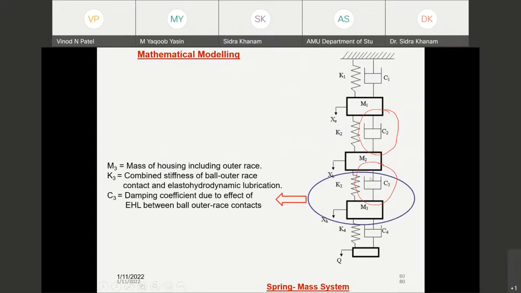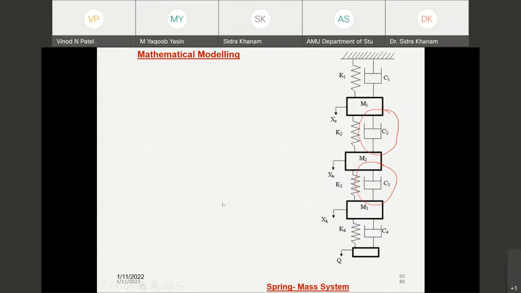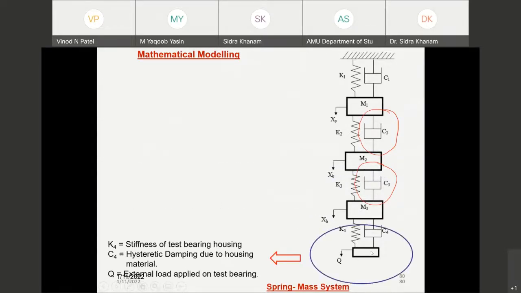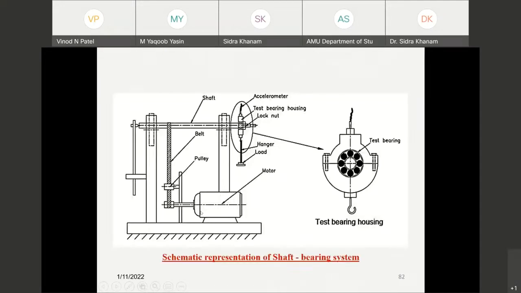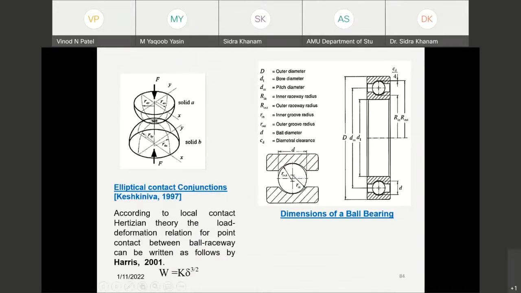Here this is for the mass of housing and outer race, and the combined effect of stiffness of ball and outer race, damping coefficient, and this is the housing effect. So here I am showing you this was a different case. Here the bearing was kept over here. The same kind of thing is shown here, but the additional thing was that the elasto-hydrodynamic damping part was considered.